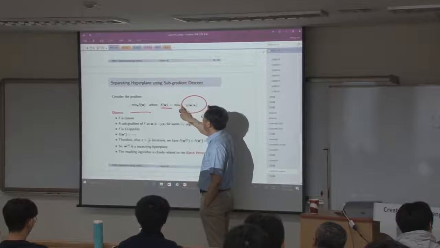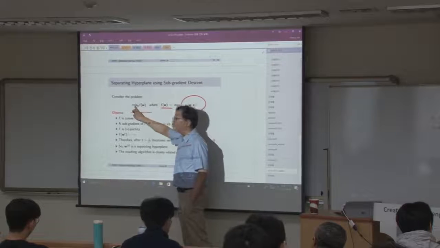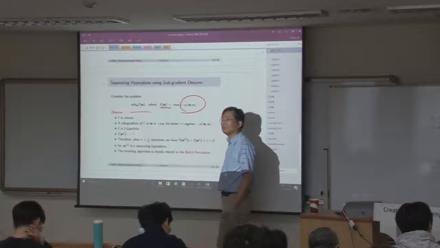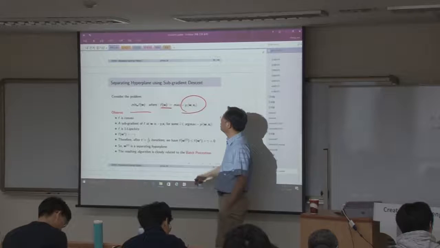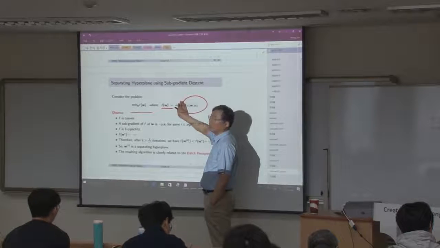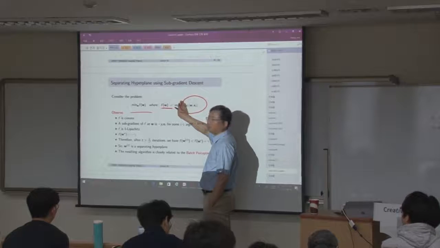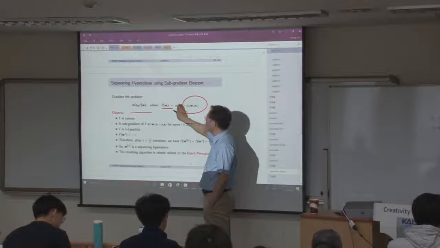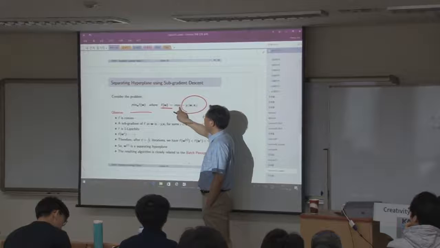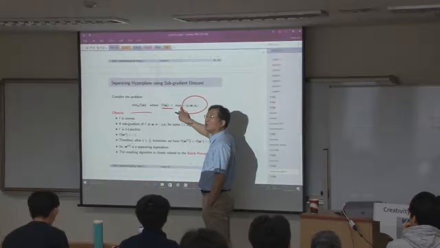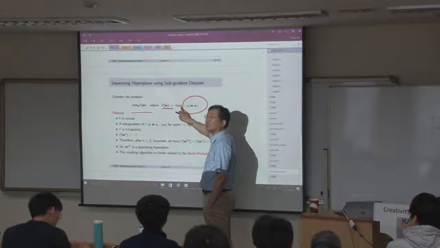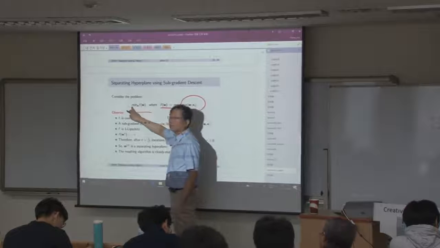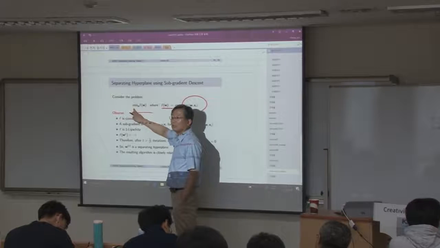I'm looking at the worst case, and I want to minimize that. You understand this? So for incorrectly classified data, this will be a negative value, minus minus, that's a positive value. So this would look at the worst case, incorrectly classified, and it would try to minimize it. Okay.